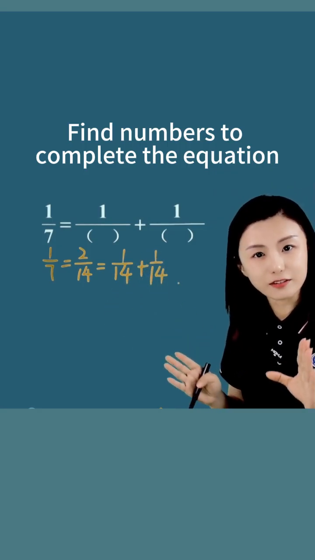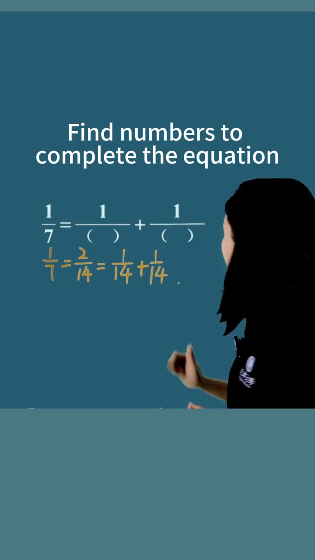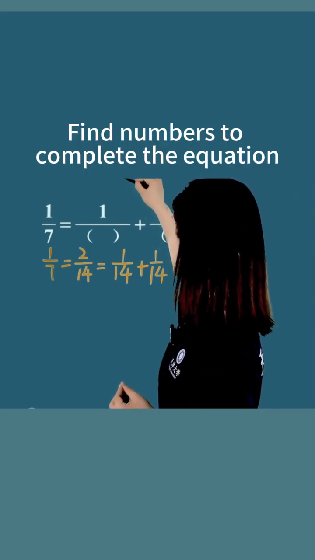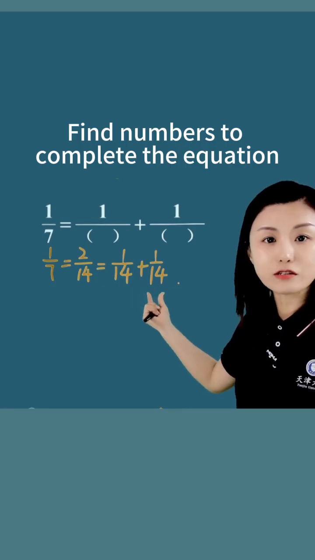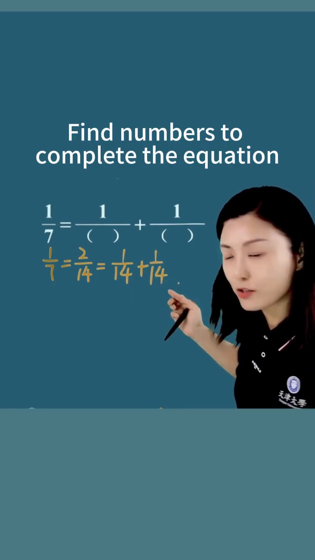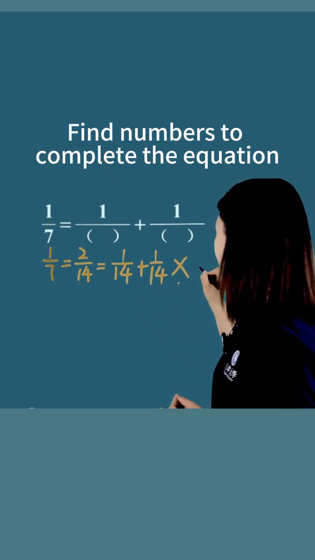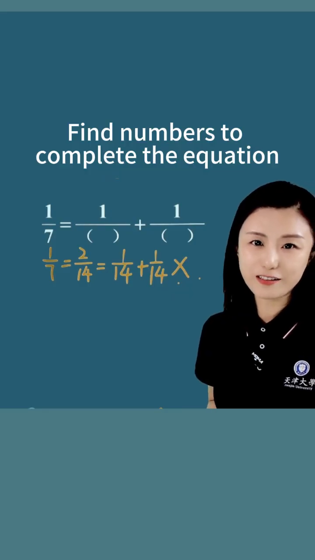But what does the original question require you to do? To fill in different natural numbers. If you write 1/14 twice, is that correct? So this method doesn't work. Then you might ask, how should you solve this kind of problem?